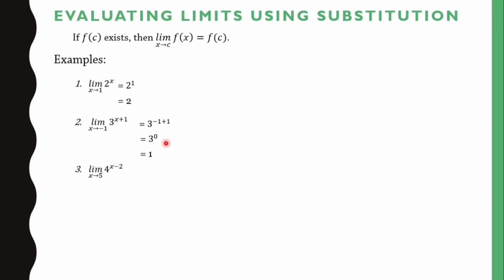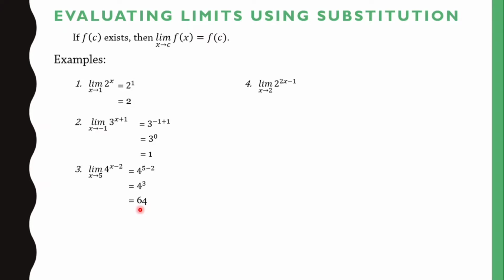Next, we have the limit of 4 raised to x minus 2 as x approaches 5. So, substitute x with 5, that is 4 raised to 5 minus 2. 4 raised to 5 minus 2 when simplified is 4 raised to 3, or that is 64. That is 4 times 4 times 4. Therefore, the limit of 4 raised to x minus 2 as x approaches 5 is 64.